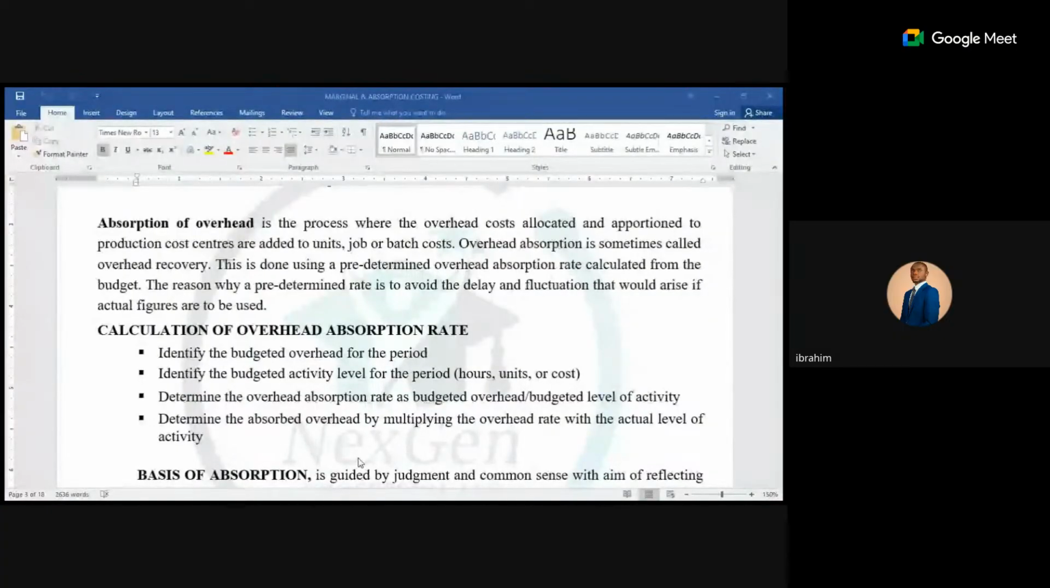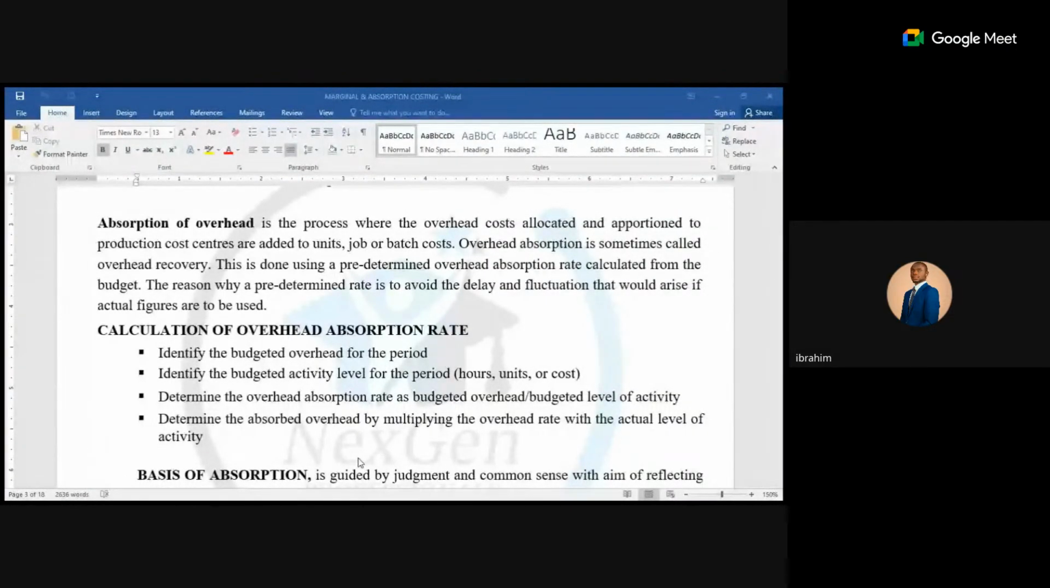I equally explained that overheads are costs that cannot be traced. Now, how do we absorb our overhead? Absorption means consumption. You want to know the rate per consumption. That is why we have the overhead absorption rate, which is also known as the predetermined overhead absorption rate.